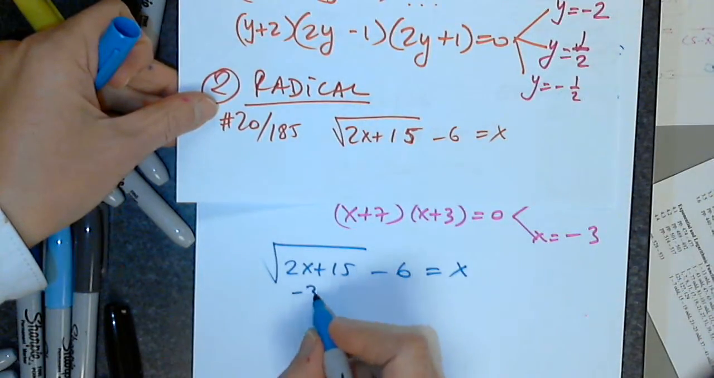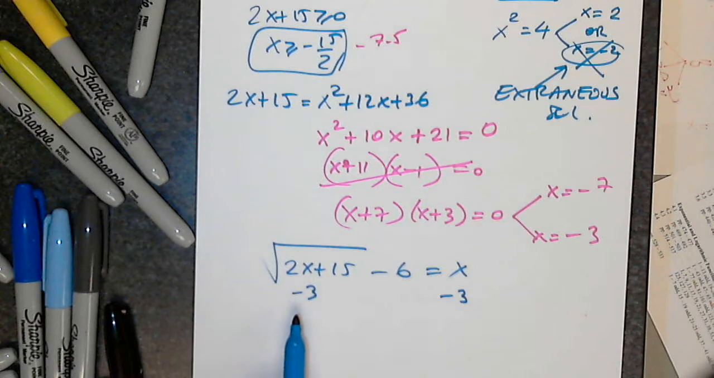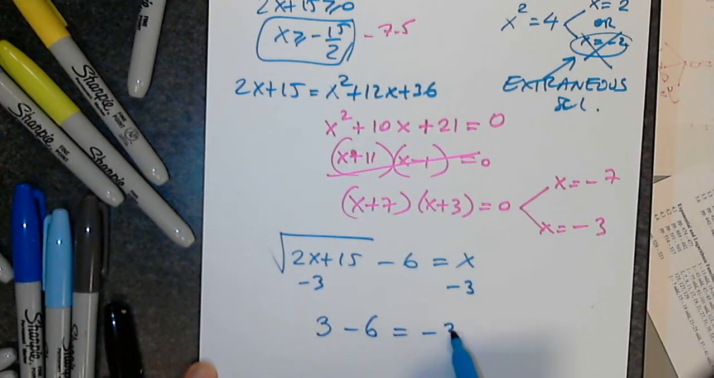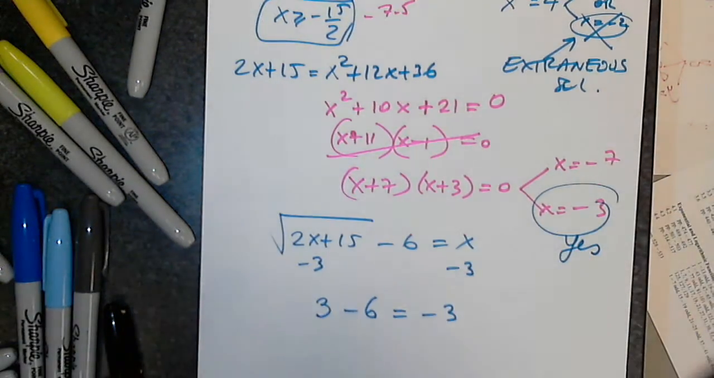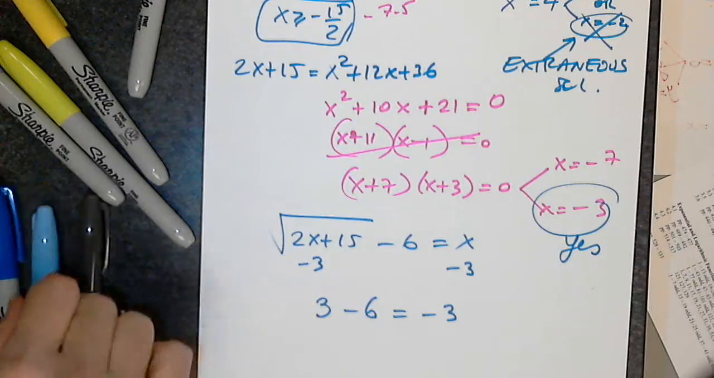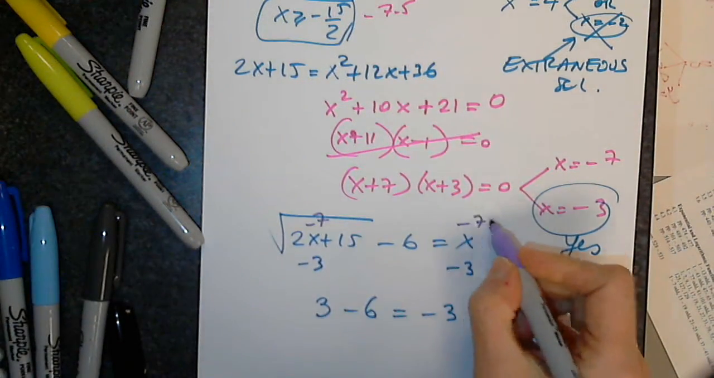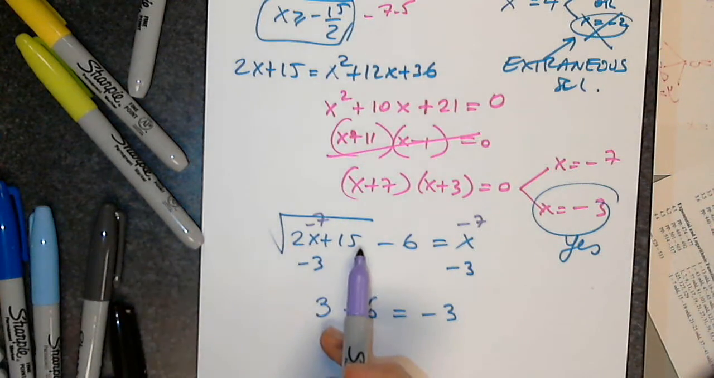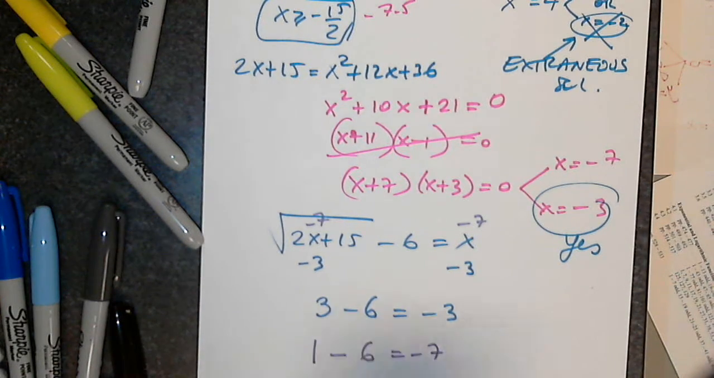I am checking negative 3. So 2 times negative 3 is negative 6. 15 minus 6 is 9. The square root of 9 is 3. Is 3 minus 6 negative 3? Yes or no? Yes. So I will say yes to this. Now I'm checking negative 7. So let's check negative 7. 2 times negative 7 is negative 14. Negative 14 plus 15 is 1. The square root of 1 is 1. Is 1 minus 6 negative 7?